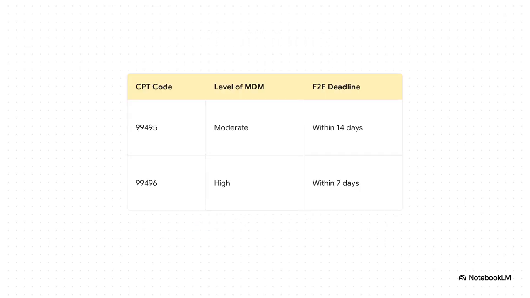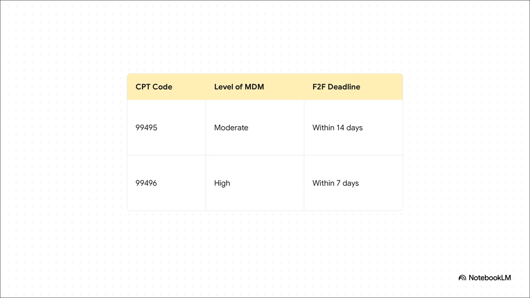Here's how it breaks down. For CPT 99495, you need at least a moderate level of MDM, and you've got to do that face-to-face visit within 14 calendar days of discharge. Simple enough. But if the patient is a lot more complex and needs a high level of MDM, you're looking at CPT 99496. Now notice the catch here. For 99496, you have to see them much faster, within just 7 calendar days of discharge.